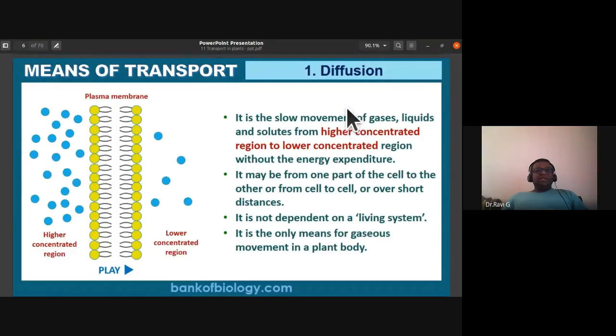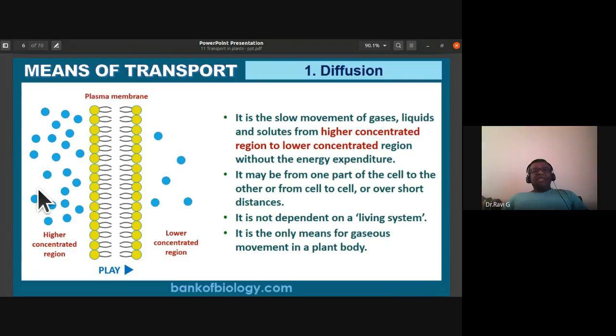So let us go into the details of it. So the diffusion, it is a very slow movement, and I've already told you why diffusion cannot be utilized for the uptake of water. It's a very slow process. It is a slow movement of gases, liquids, or solutes from a higher concentrated region to a lower concentrated region without the energy expenditure. This is the definition of diffusion.